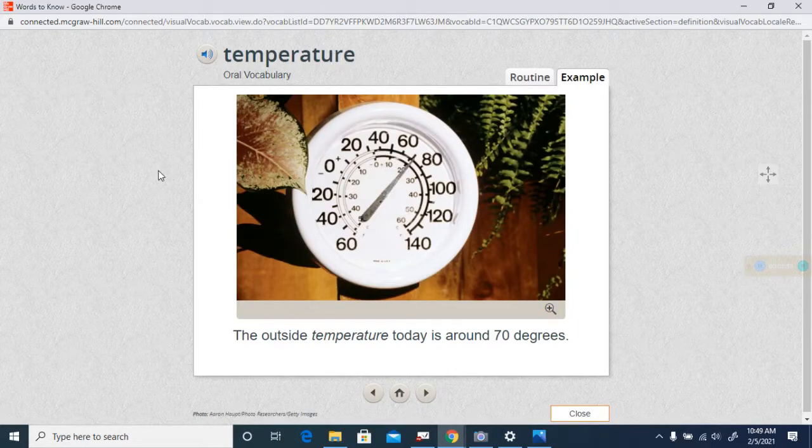The example today is the outside temperature today is around 70 degrees. Do you like warmer or colder temperatures outside? And why? I like it where it's a little bit warm, but not really hot. Actually, the example they use, 70 degrees, I like that temperature. Between 70 and 80 degrees is nice. If it gets hotter than that, though, I don't like it as much, unless I'm in the shade or I'm in the pool or something.